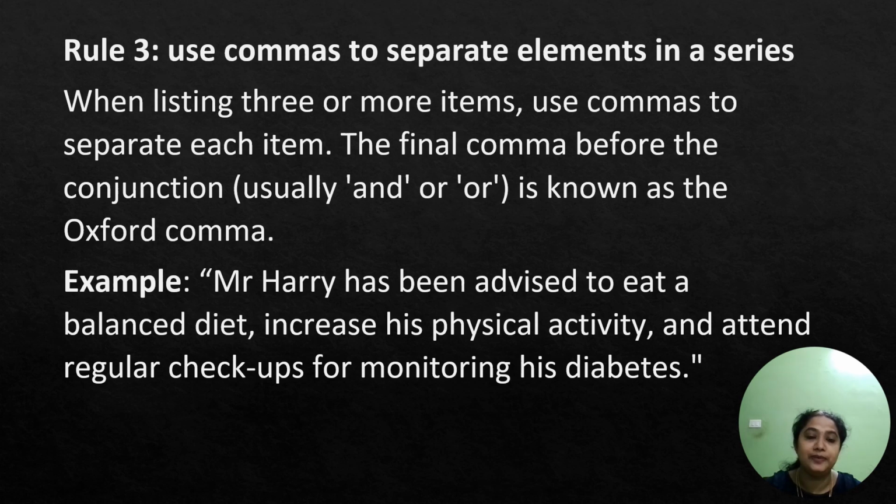Let's move on to the third rule, that is use commas to separate elements in a series. When listing 3 or more items, use commas to separate each item. The final comma is put before the conjunction like and or, and these are known as Oxford commas. Let's see with an example. Mr. Harry has been advised to eat a balanced diet, increase his physical activity, and attend regular checkups for monitoring his diabetes. So there are 3 elements and these are separated with commas.